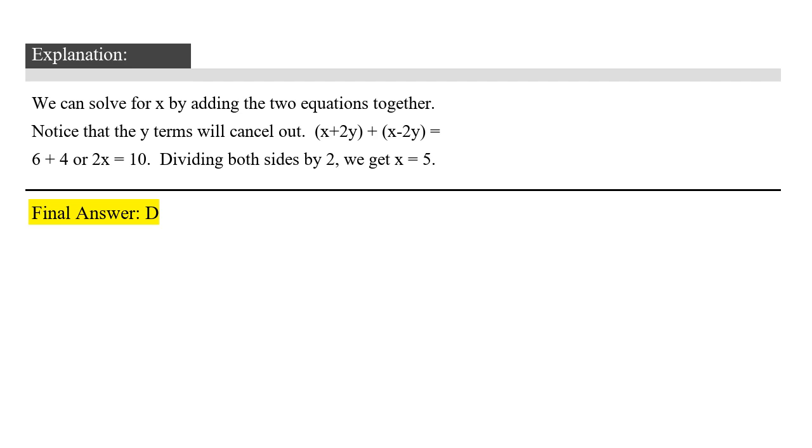We can solve for x by adding the two equations together. Notice that the y terms will cancel out. x plus 2y plus x minus 2y equals 6 plus 4, or 2x equals 10. Dividing both sides by 2, we get x equals 5.